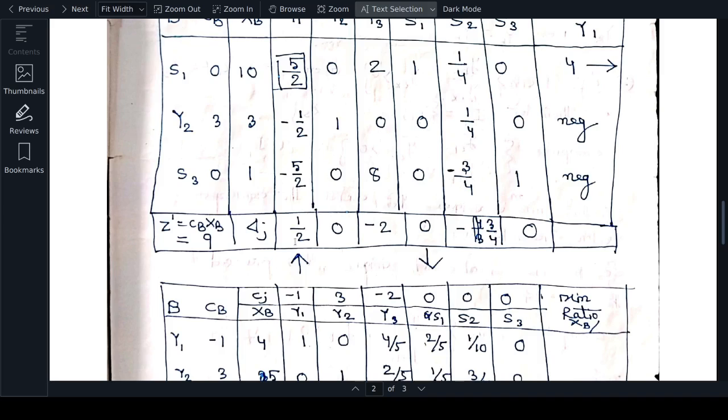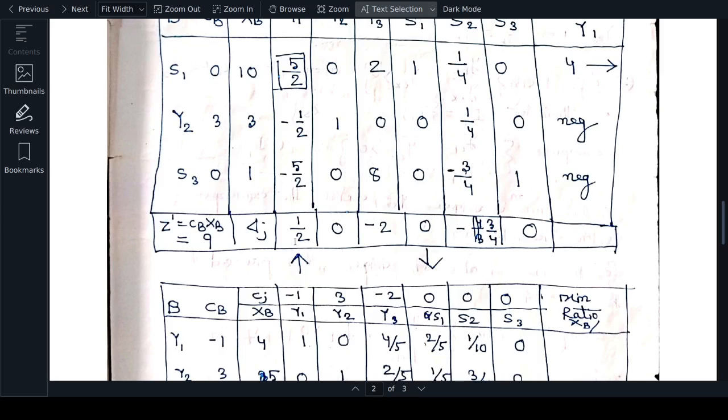So in the third table, in table number 3 you see, z dash equals 11. Delta j value is 0, next value is again 0, and next value is minus 12 by 5, next value is minus 1 by 5, then 4 by 5, minus 4 by 5, then 0. And this delta j can be calculated same as earlier. Delta j equals Cj minus Cb into Yj, same as earlier.